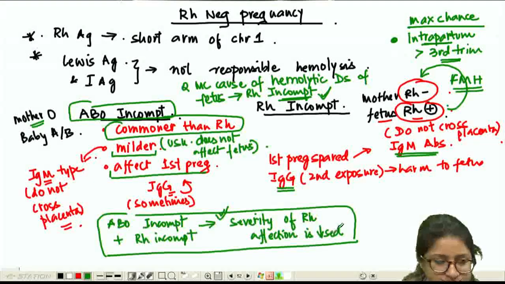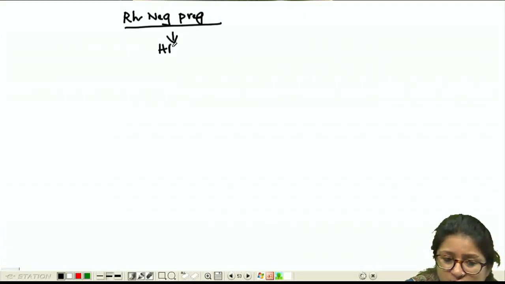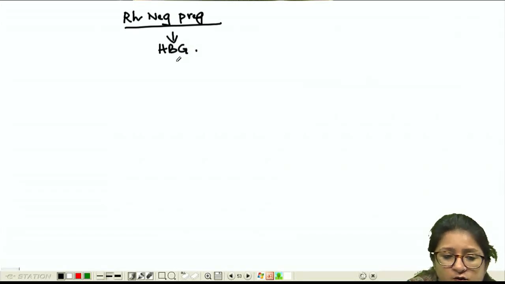Now what are the other points that you have to remember? Whenever there is a woman with Rh negative pregnancy, you have to do the husband's blood group. Now if the husband's blood group is, and you have to do the ICT.